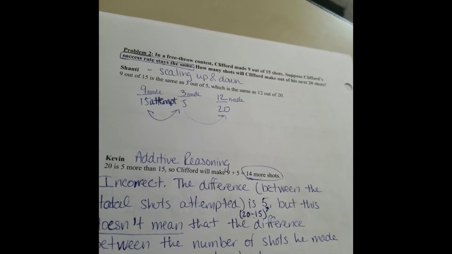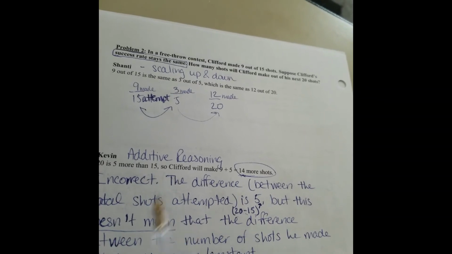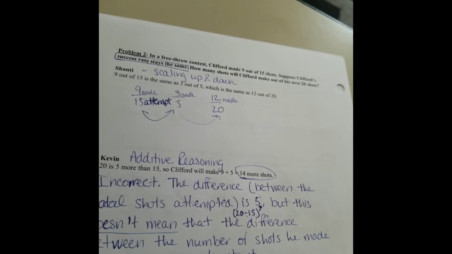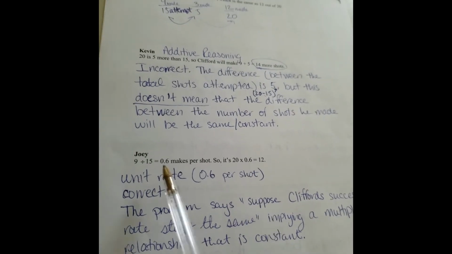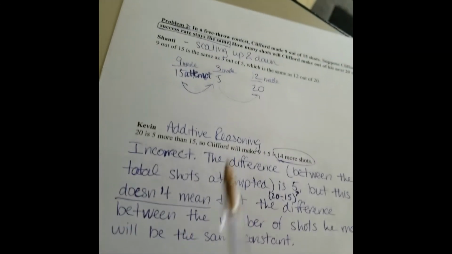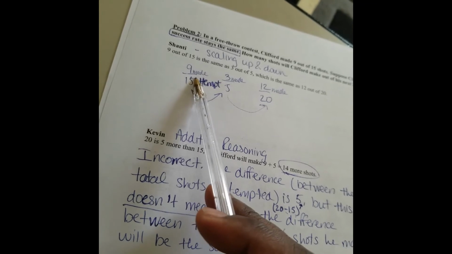Anytime you hear the word rate, it represents a multiplicative relationship. So his reasoning doesn't have any kind of multiplicative reasoning in there. Last but not least, Joey. So 9 divided by 15 is just like what we have over here, 9 over 15.